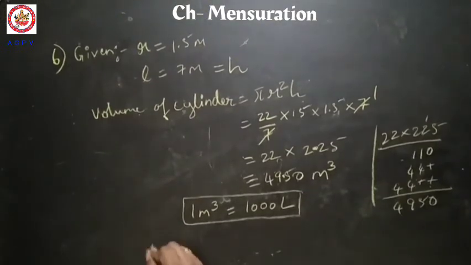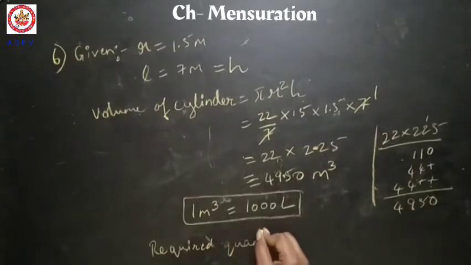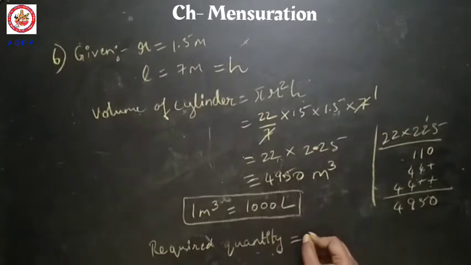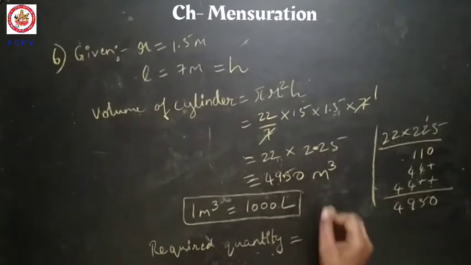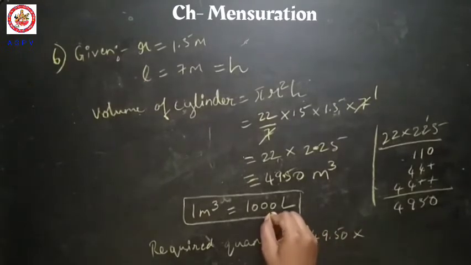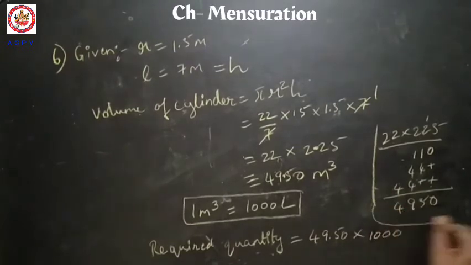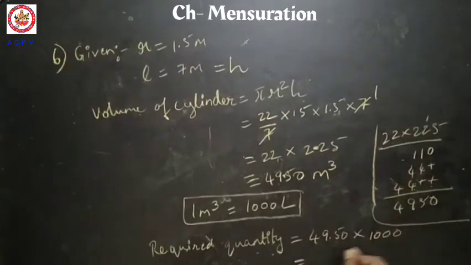Now required quantity is equal to, so what we got, that is 49.50 into, we have to convert this one into liters, right? So liters means 1000. Okay, this one you write in the working column. Now if you multiply this one, it will become 495000. So 3 zeros are there. So 1, 2, 3, 4. 4 zeros we have written.